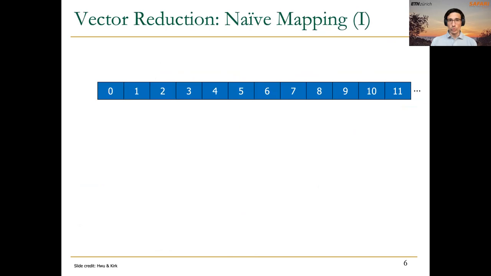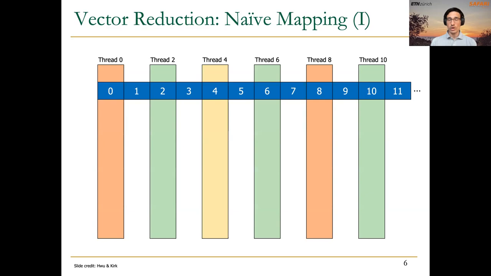The way that we map the computation in this parallel reduction to the available threads might clearly determine the performance of our work. For example, we could go for a simple naive mapping, such as this one, where we are only using even number threads. And from the start, we tell each of the even number threads to add two numbers, the number corresponding to it and the nearby number.